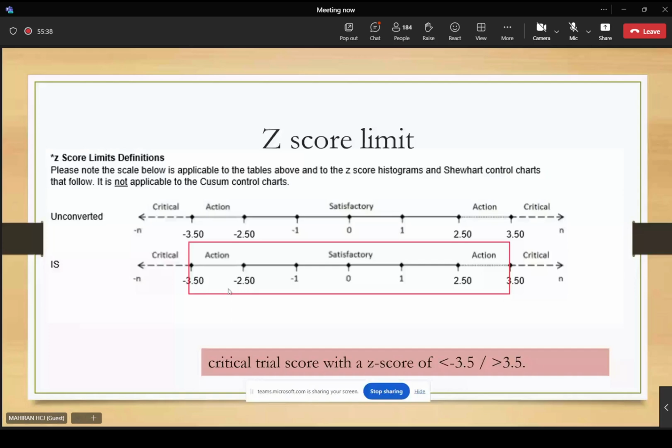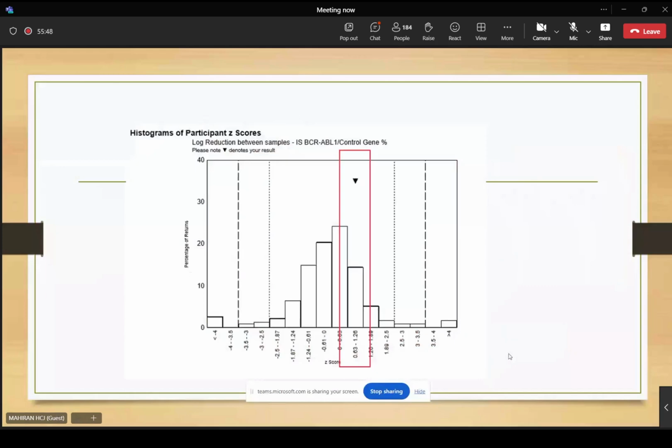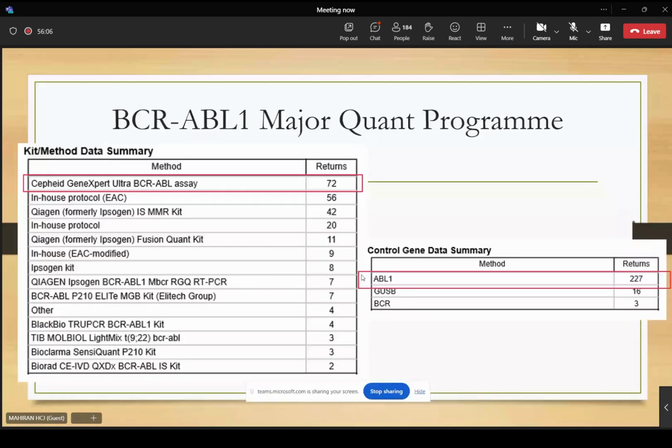Okay, so untuk Z-score semasa evaluation, single sample Z-score okay within acceptable range. So seterusnya histogram pun dalam acceptable range. Untuk Sheward control, BCR ABL, stroke control gene pun kita nampak dekat sini graf ni okay within acceptable range. And then seterusnya dalam report eukenika juga kita boleh tengok untuk kit or method data summary pada tahun tersebut.